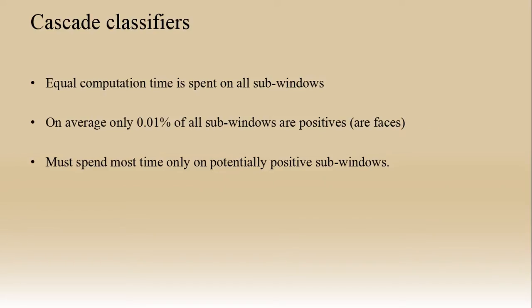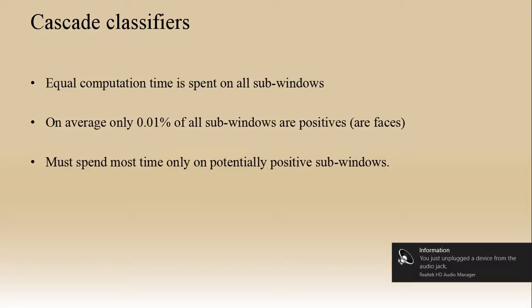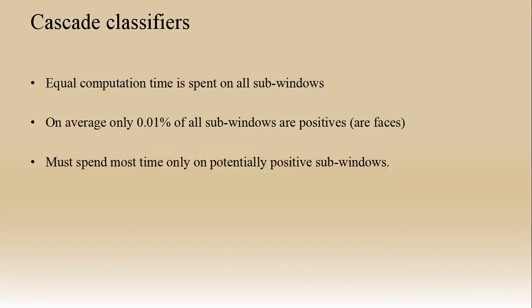Moving on to the third solution to the issues of the Viola-Jones algorithm, the cascade classifiers. Now, certain facts about the cascade classifiers are: equal computation time is spent on all sub-windows. On average, only 0.01% of all sub-windows are positive, which are faces. Then it must spend most of its time only on potentially positive sub-windows. Now we see that in about 10,000 sub-windows, there might be only one sub-window which is positive, which includes a face.